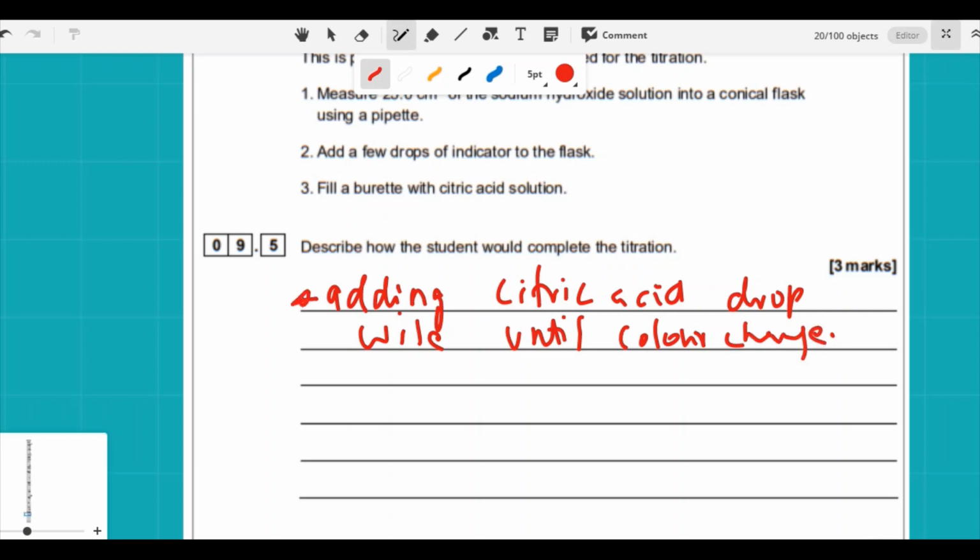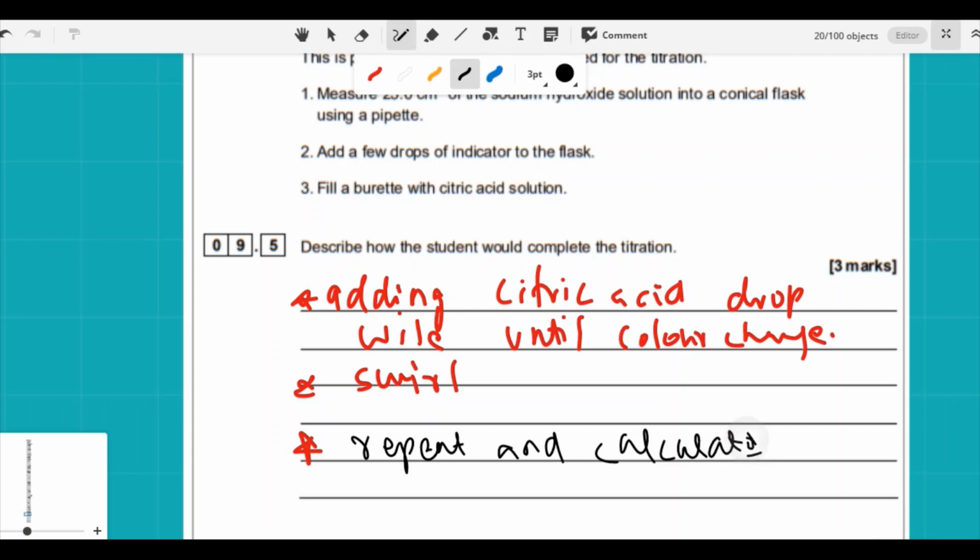The first one is that. The second one is swirl. The third one is repeat and calculate the mean.